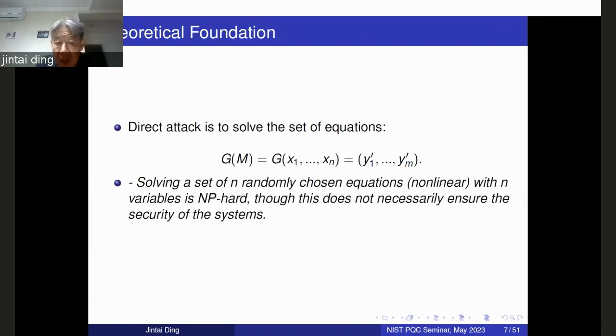And in general, we know that solving a random linear system with n variables is an NP-hard problem. Of course, this does not necessarily guarantee the security of the system. So that's the basic idea, which means it's difficult to solve a set of random multivariate polynomial systems, nonlinear.